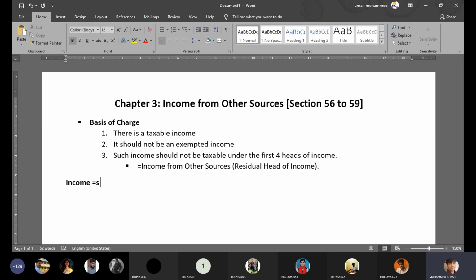So incomes chargeable to tax under the head other sources.